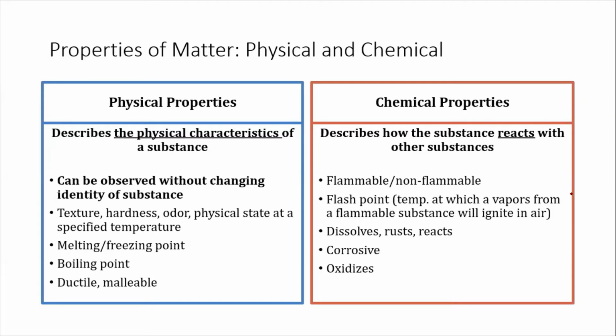Chemical properties, on the other hand, describe how the substance reacts with other substances. So is a substance flammable or non-flammable? Will it combust or burn? What's its flash point? That's the temperature at which a vapor from a flammable substance will ignite in air. Does it dissolve? Does it rust?